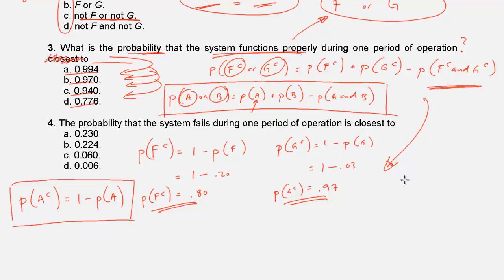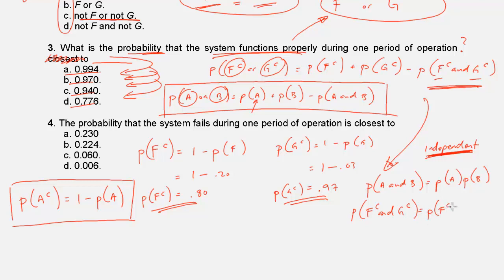And joint probabilities work like this. If you have independent events, and this is only if you have independent events, joint probabilities are nice and simple. It's A and B equals the probability of A times the probability of B. So if I want two things to happen jointly or together, I just multiply the two independent probabilities. So the probability of not F and not G is simply equal to the probability of not F times the probability of not G. So this is going to be 0.8, because we worked that out over here, times not G, that's 0.97.